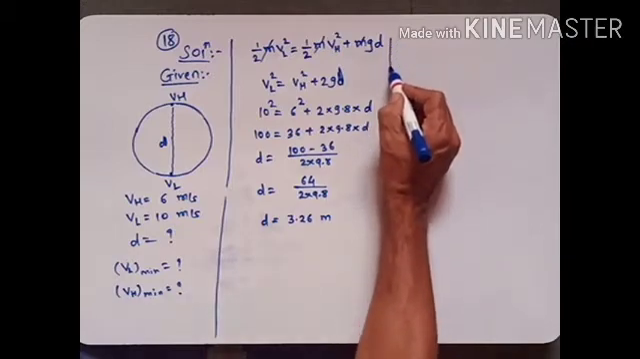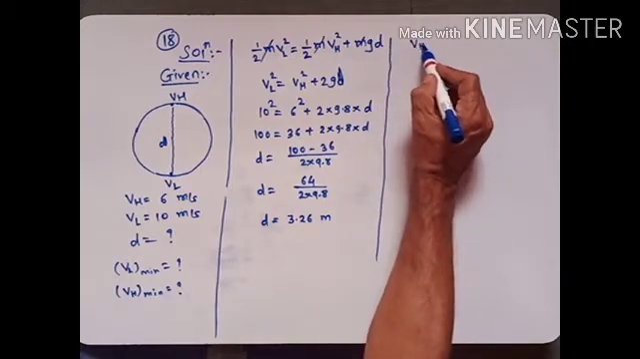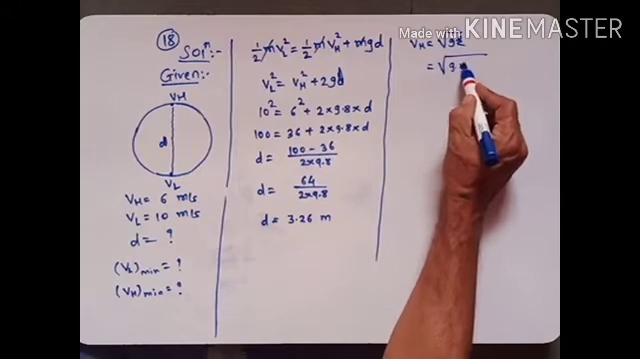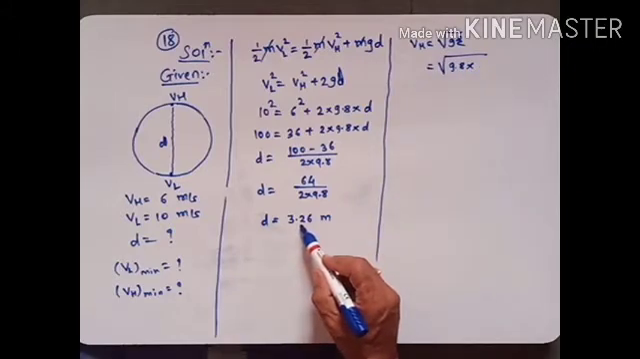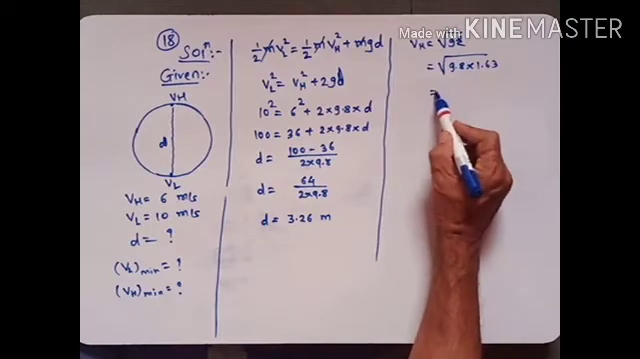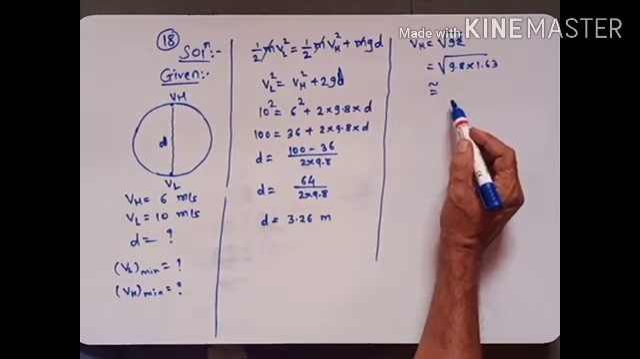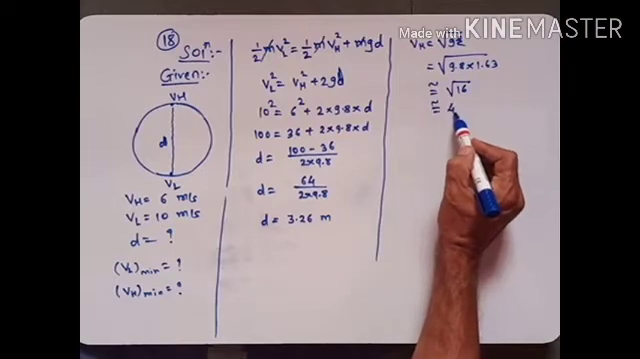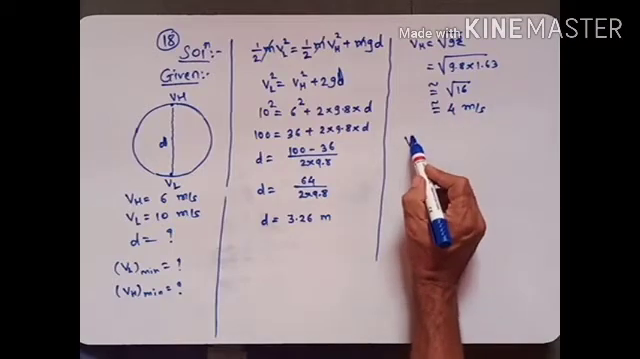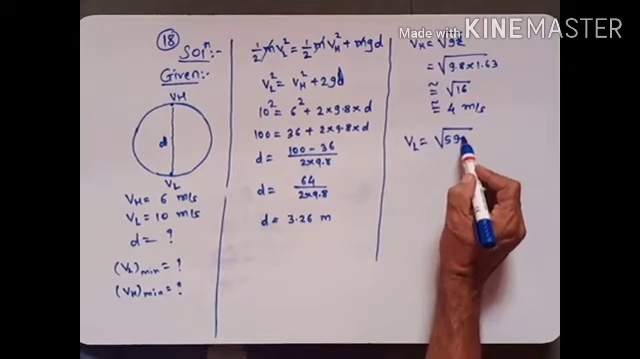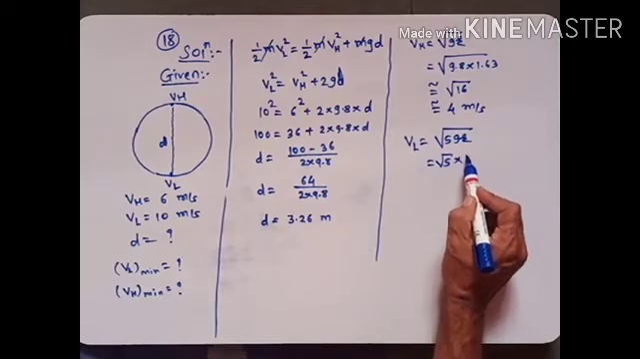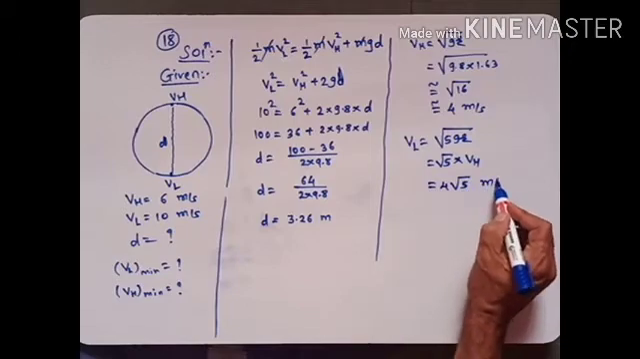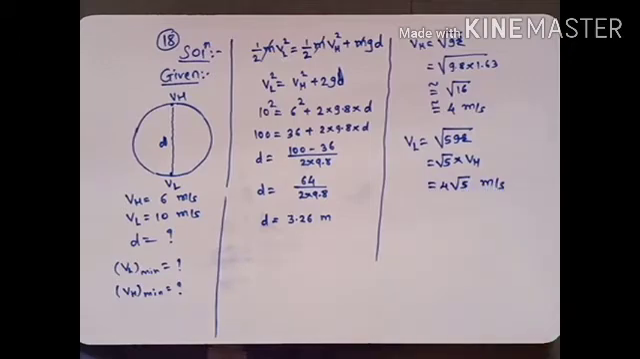Now the possible speeds. Here you know VH is equal to root of gR, which is equal to root of 9.8 into R, half of this, that means 1.63, and it nearly comes out to be nearly 4 meter per second. Now VL is equal to root of 5gR, means root 5 into VH. Therefore I will write here 4 root 5 meter per second. This is our example number 18.